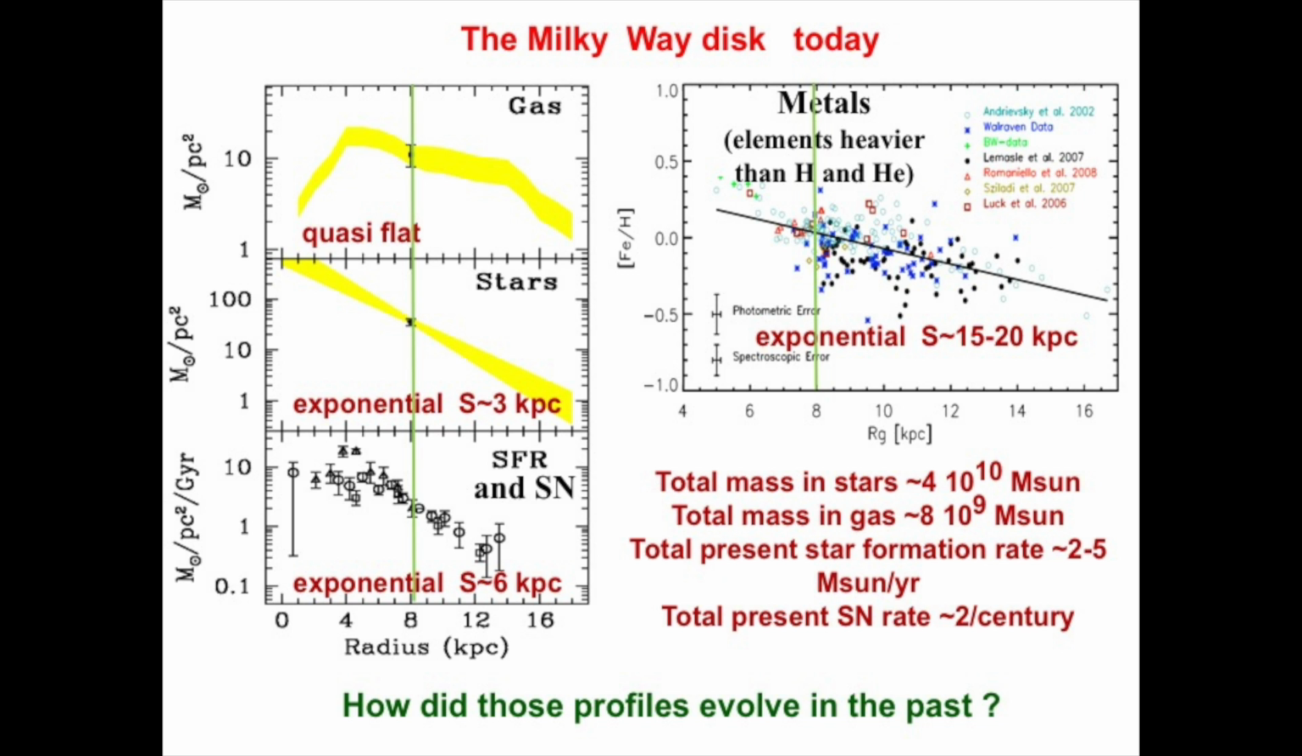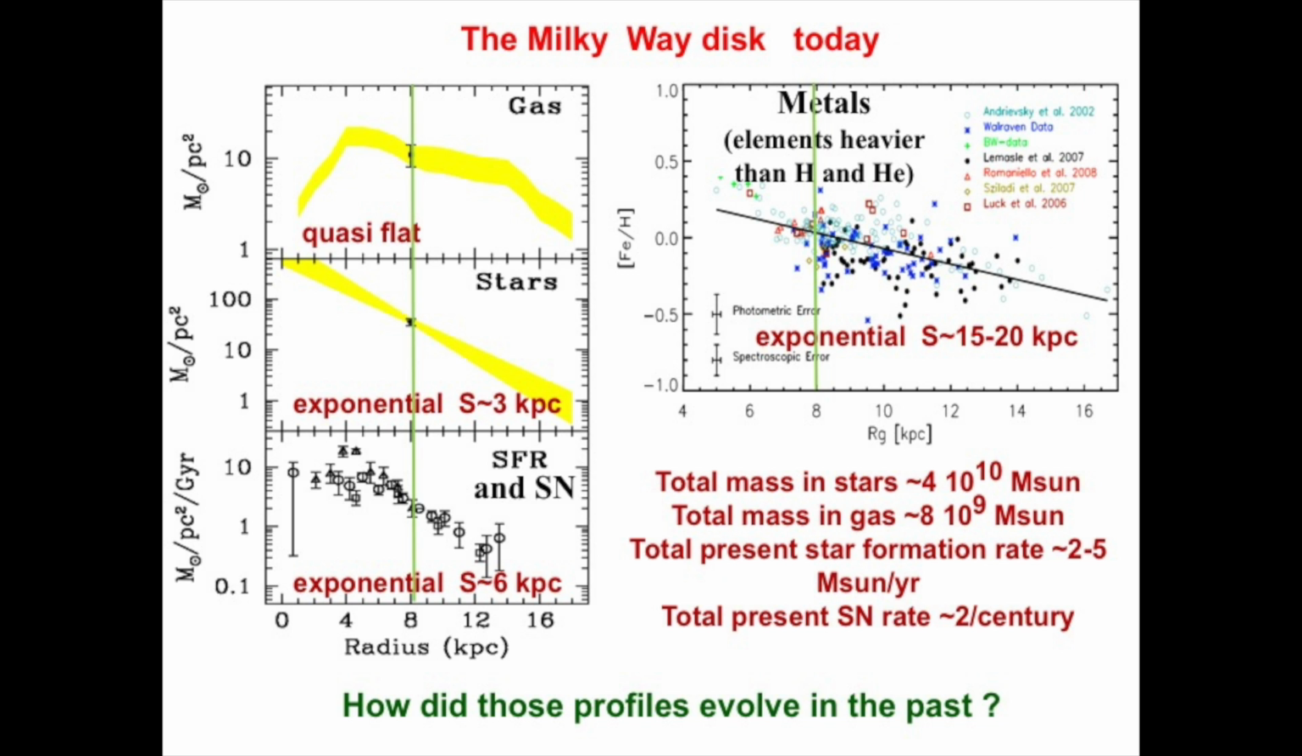You see the profiles of gas. It is more or less flat with less gas in the inner galaxy, but for most of the disk it is flat. These are surface densities. You condense everything on a surface, so there are about 10 solar masses per parsec square of gas in the solar neighborhood. There are about 40 solar masses per parsec square of stars. The stellar profile is exponential with a scale length of about 3 kiloparsec. And this is the profile.